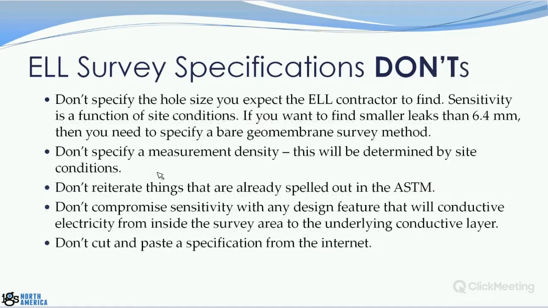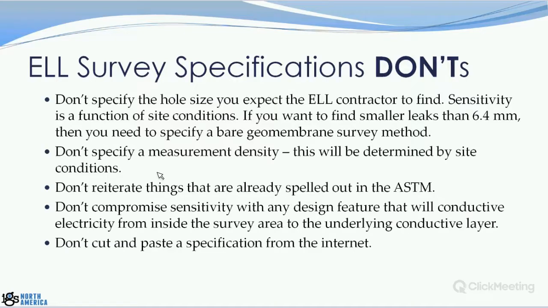So the thing you should not do with survey specifications, and this is just something that I've seen over the years, don't specify the hole size. The ASTM covered that, and it's also dictated by site sensitivity, site conditions. If you want to find leaks smaller than 6.4 millimeters, aka 1/4 inch, then you should specify a bare geomembrane survey right after geomembrane installation, and then you just follow it up with the dipole method survey to find any leaks that were caused during cover material placement.